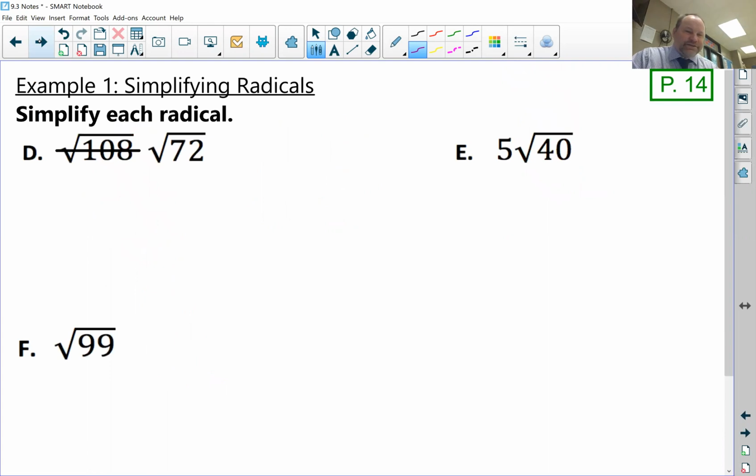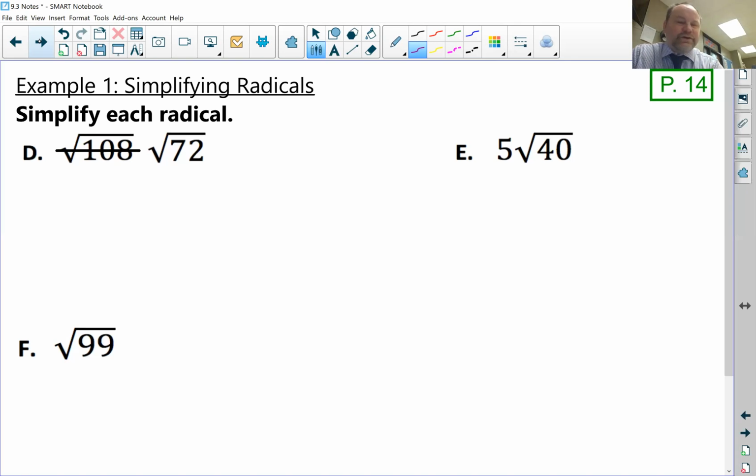All right. So now three other ones. In your note packet, you'll see we did 108 as letter B. So we're going to do 72 for letter D. The first thing I check is, is 72 a perfect square? The answer is no. So then I'm going to look for perfect squares less than 72.